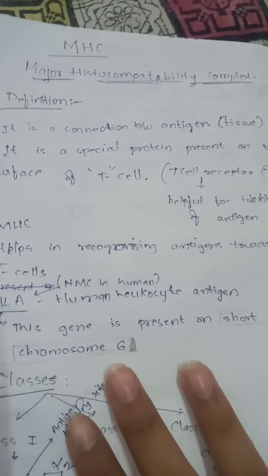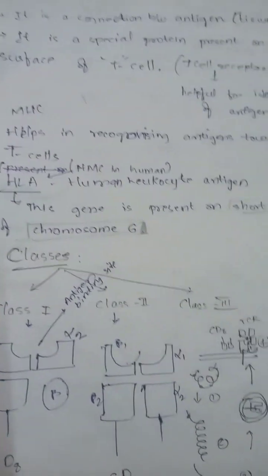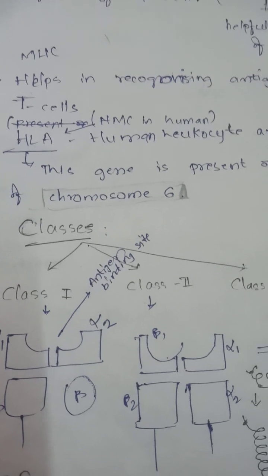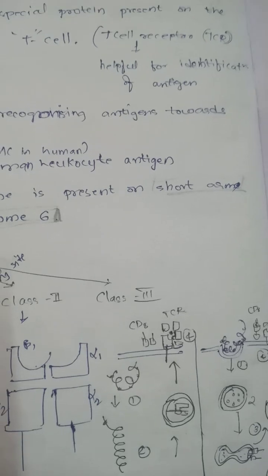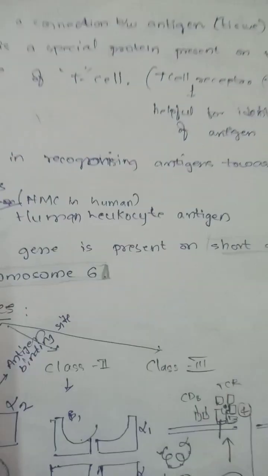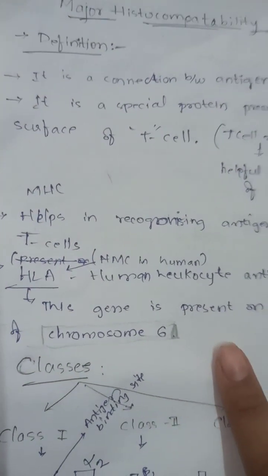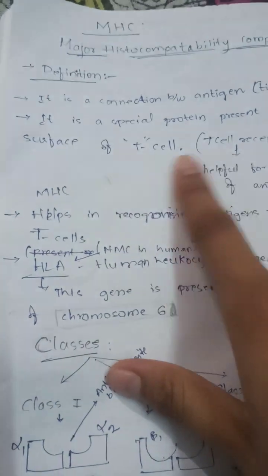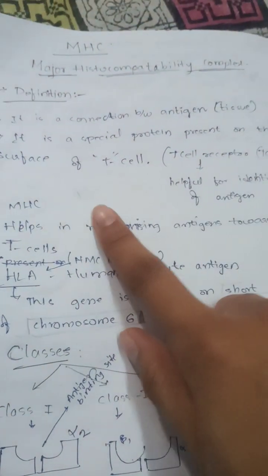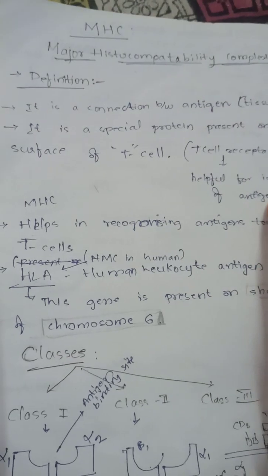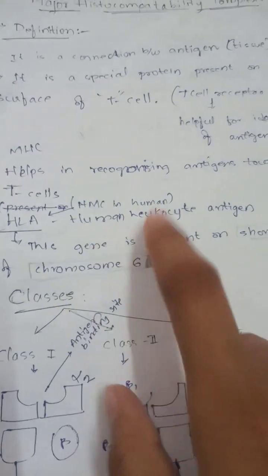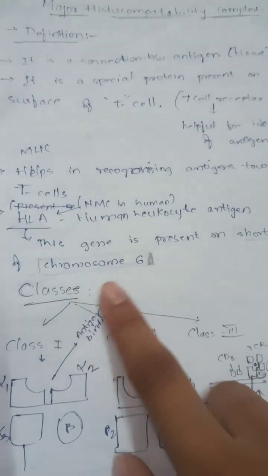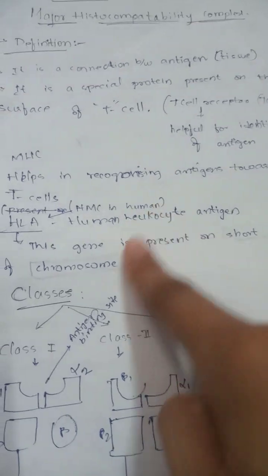There are class 1, class 2, and class 3. Class 1 and class 2 are transmembrane glycoproteins, whereas class 3 consists of secreted proteins involved in cell-mediated immune functions. So this function is helpful for the presentation of antigen towards T cells. Human MHC is called HLA, human leukocyte antigen. This gene is present on the short arm of chromosome 6.